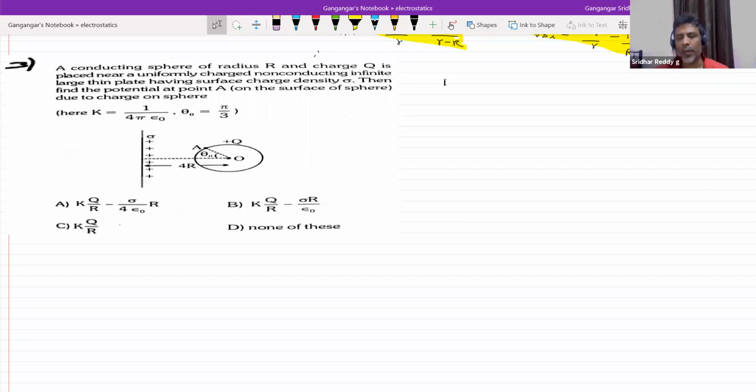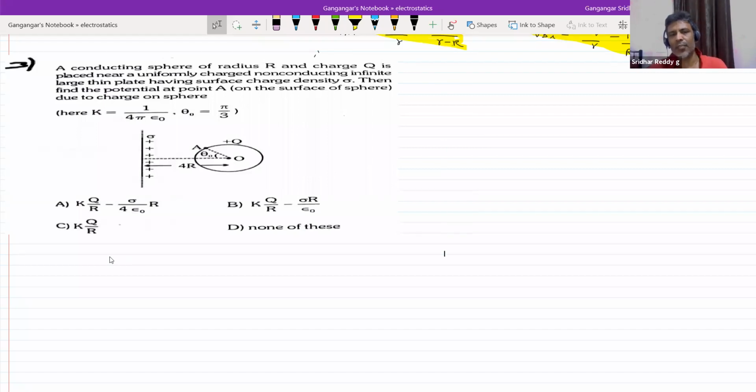A conducting sphere of radius r and charge q is placed near a uniformly charged non-conducting infinite large thin plate. Charge density is sigma. Then find the potential at point A on the surface of sphere due to charge on the sphere. The same similar idea as the earlier problem, no? That we have to apply here.